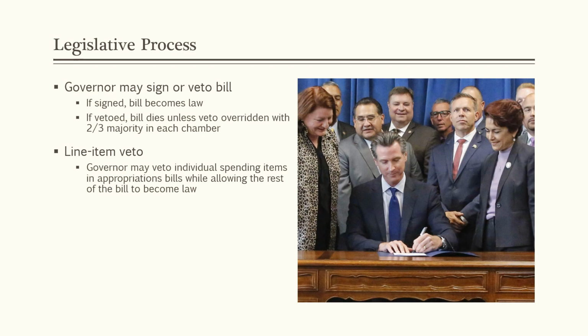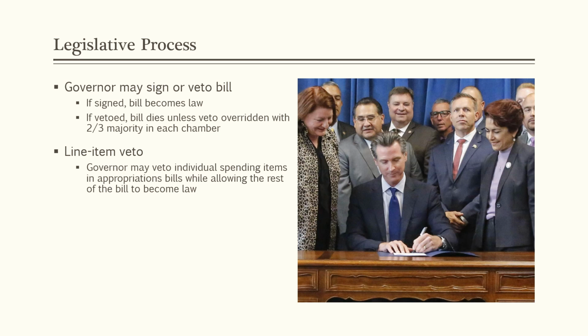But there's one critical difference with the governor's veto in California as well as in many other states. And that is the governor has the power of the line item veto. So this has to do with spending bills, also sometimes called appropriations bills. When the state legislature passes a bill for state government agencies to spend money, it's said that the state legislature appropriates that money for agencies to spend. So the governor, through the power of the line item veto, may veto individual spending items in those bills while allowing the rest of the bill to become law.